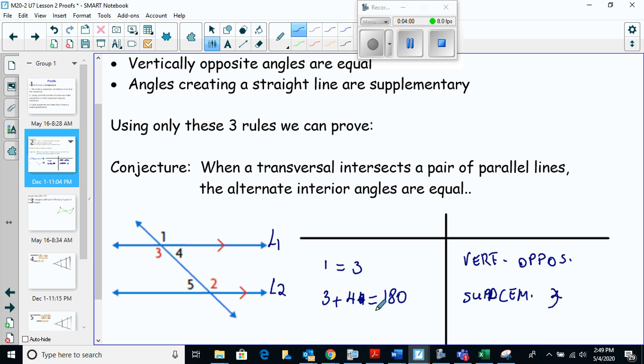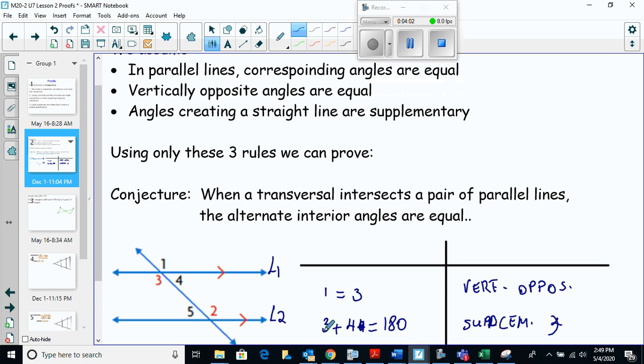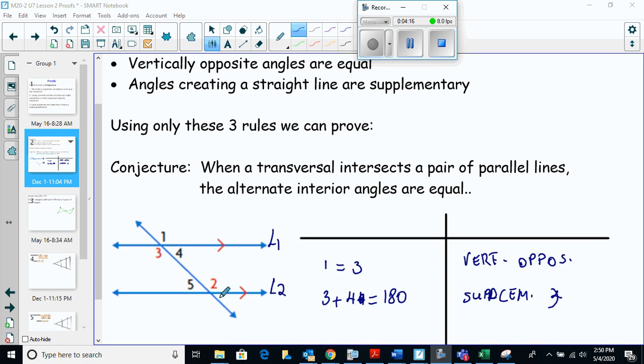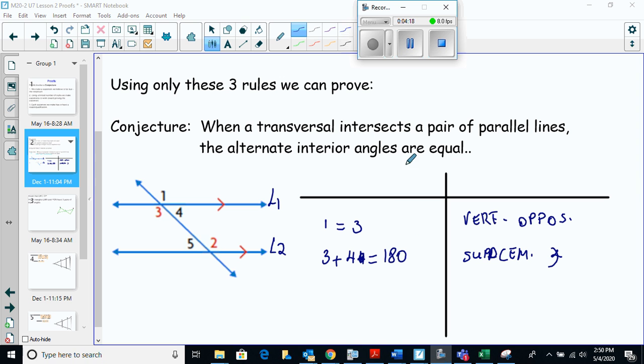And angle 3 and angle 2 are equal to each other as the corresponding angles. So then, therefore, angle 4 and angle 5 are equal to each other.